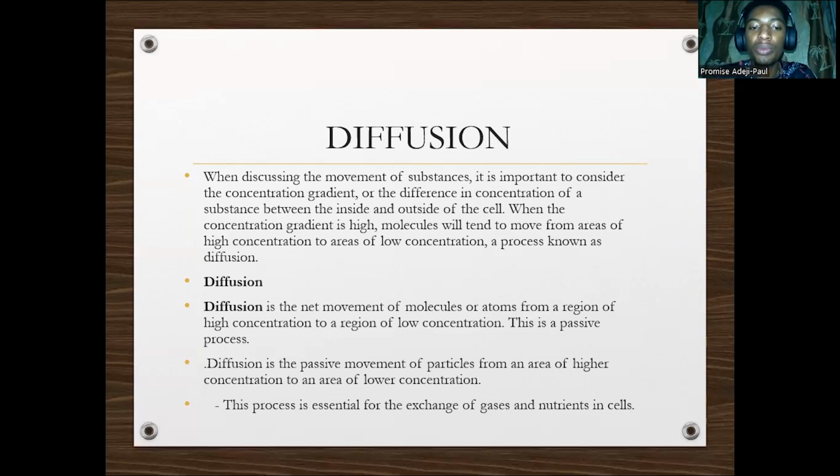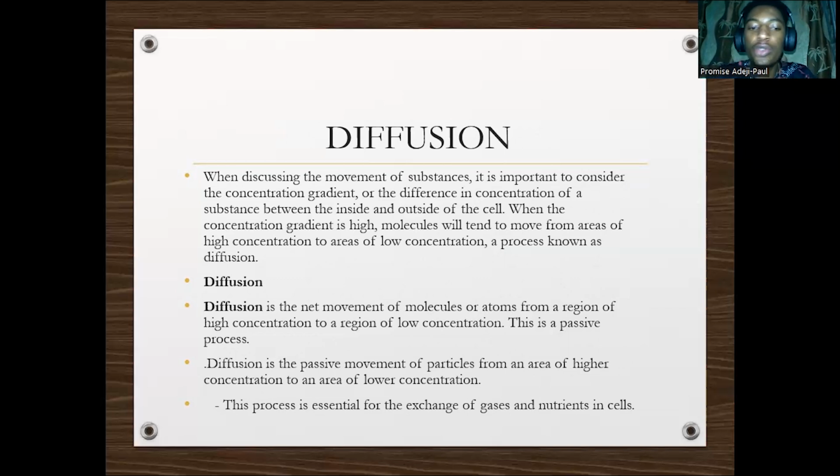So diffusion is the net movement of molecules or atoms from a region of high concentration to a region of low concentration. So this is a passive process. And we'll see what it means by passive process very soon. So diffusion is the passive movement of particles from an area of higher concentration to an area of lower concentration. So this process is essential for the exchange of gases and nutrients in the cell. It's very important for exchanging nutrients and gases. So things like oxygen and CO2.